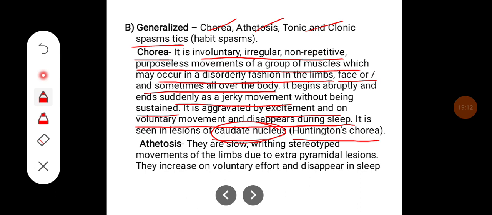Athetosis consists of slow and writhing stereotyped movements of the limbs due to extrapyramidal lesions. They increase on voluntary effort and disappear during sleep.